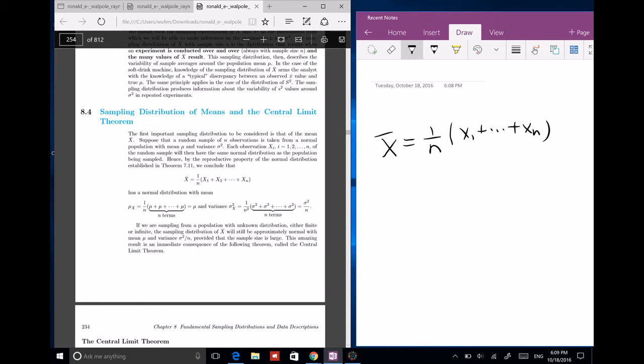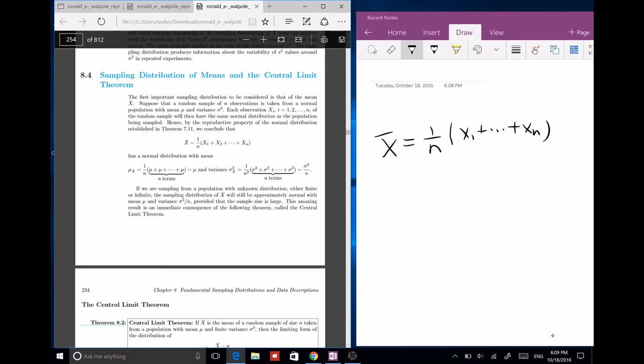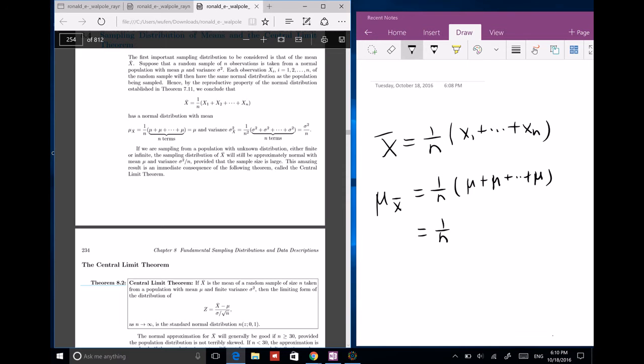Theorem 7.1 in chapter 7, or maybe in the previous section, we did this already. The mean value of the sampling distribution is 1 over n times (mu plus ... plus mu). You add all the means together and divide by n, which gives n mu over n.